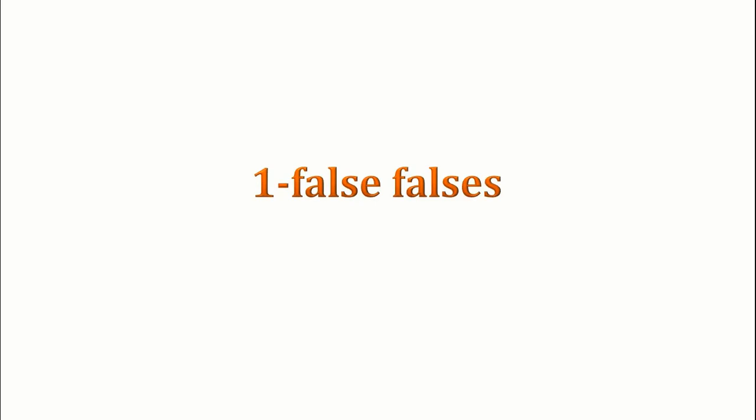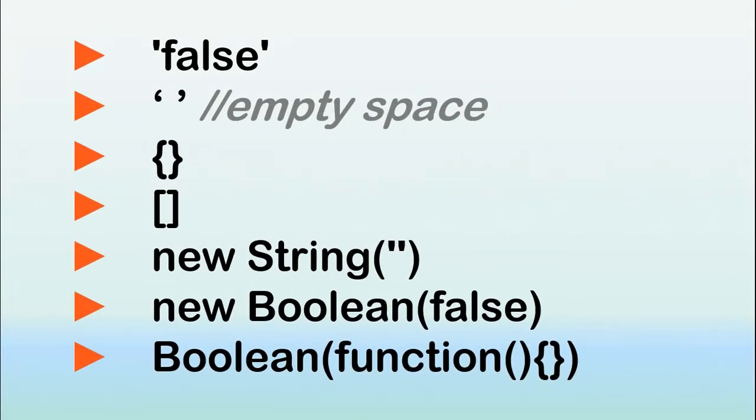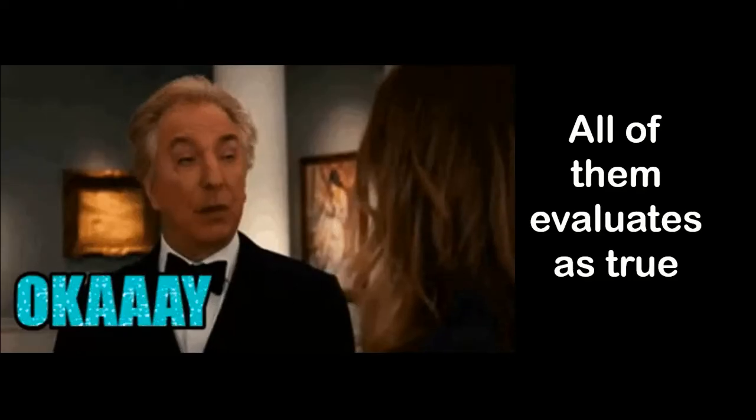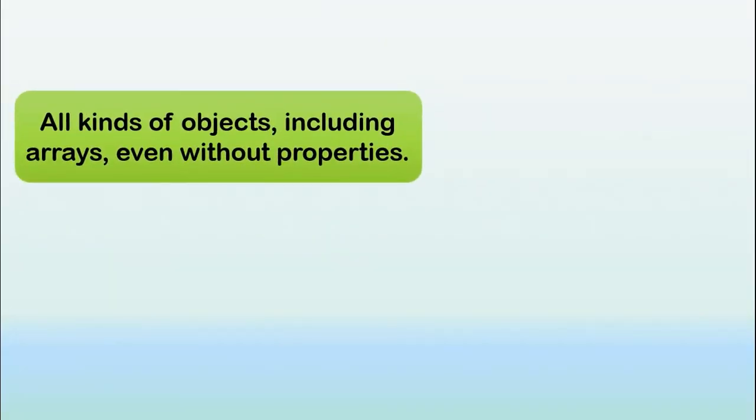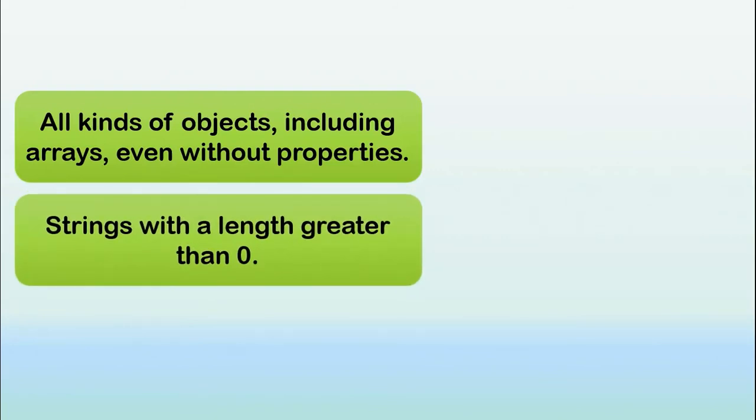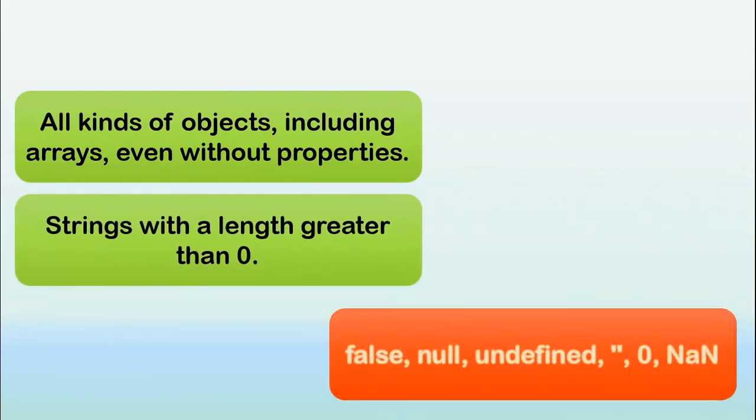Truthy and falsy. Which of these statements evaluates as false? Exactly. All of them evaluate as true. All kinds of objects, including arrays, even without properties. Strings with a length greater than 0. All of them evaluate as true. False, null, undefined, 0, NaN are evaluated as false.